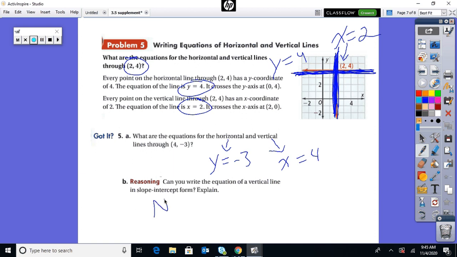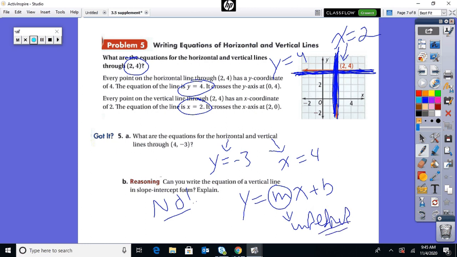No way, Jose. Why? Because in mx plus b, the m for a vertical line is undefined, and there's no way to express that in an equation. So nope, vertical lines are x equals, they're kind of playing their own game. Horizontal lines you could, because the x value, this entire term would disappear when m is 0. So that's why it's just y equals whatever the intercept is.